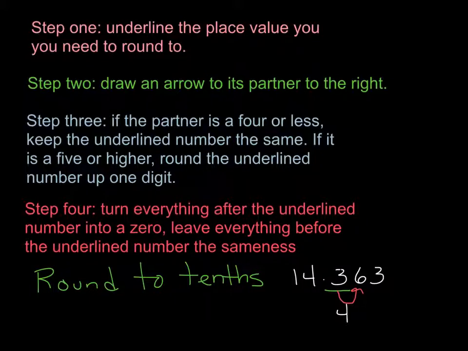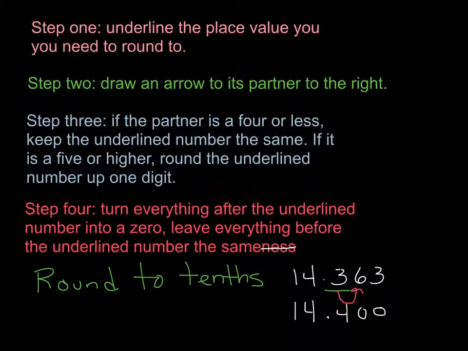Step 4. Turn everything after the underlined number into a 0. Okay, I have 2 numbers after the underlined number. I'm going to turn them into zeros. Leave everything before the underlined number the same. So I'm going to leave my decimal the same, I'm going to leave my 4 the same, and I'm going to leave my 1 the same. And now I've completed correctly rounding off 14 and 363 thousandths to the nearest tenths place.